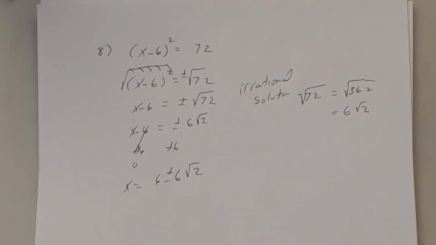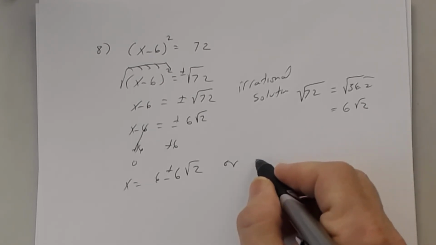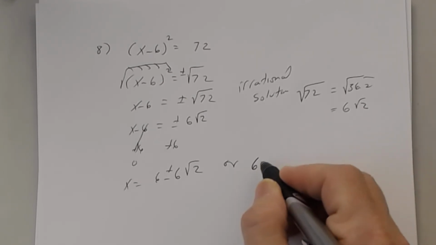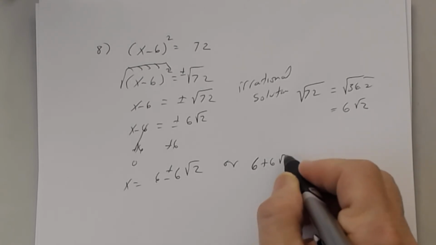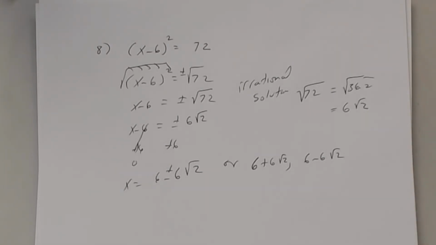Now, in MyMathLab, they're going to ask you to separate the solutions using commas. So you could say this also. You could say, what's one of them? 6 plus 6 square root of 2, comma, what's the other? 6 minus 6 square root of 2.